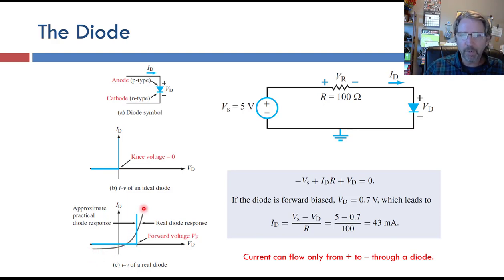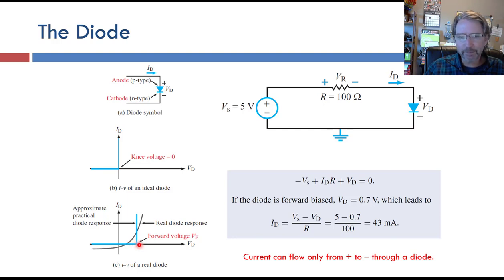A really common model for a diode in a circuit is to just assume that this goes exponential, but it gets pretty steep around some constant voltage. So something like 0.7 volts is not a bad number to use. And so we assume that it just goes vertical at this forward voltage VF, maybe 0.7, something like that. It depends on the kind of diode.